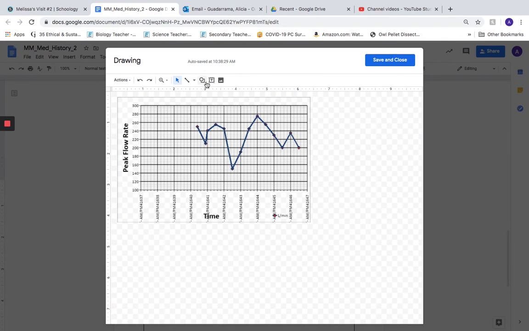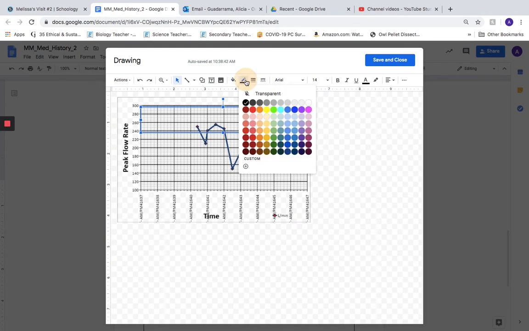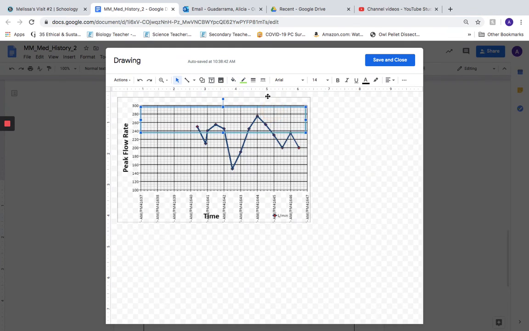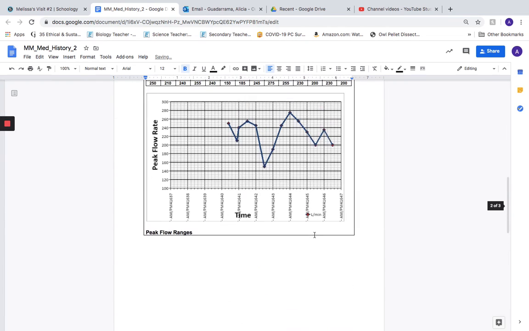And then what this lets you do is highlight around whatever ranges you figure out belong to Melissa in particular. So then I'm going to go ahead and put green. I'm going to weight it a little bit more so it's easier to see. And then I can do the same steps to add the yellow and red zones wherever they're supposed to go. Okay, because then when I save and close, that graph pops up there and I can delete this graph.